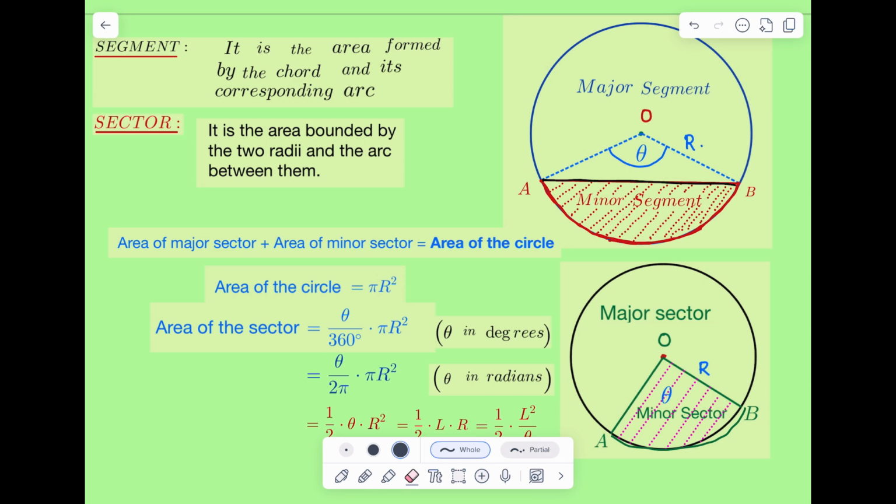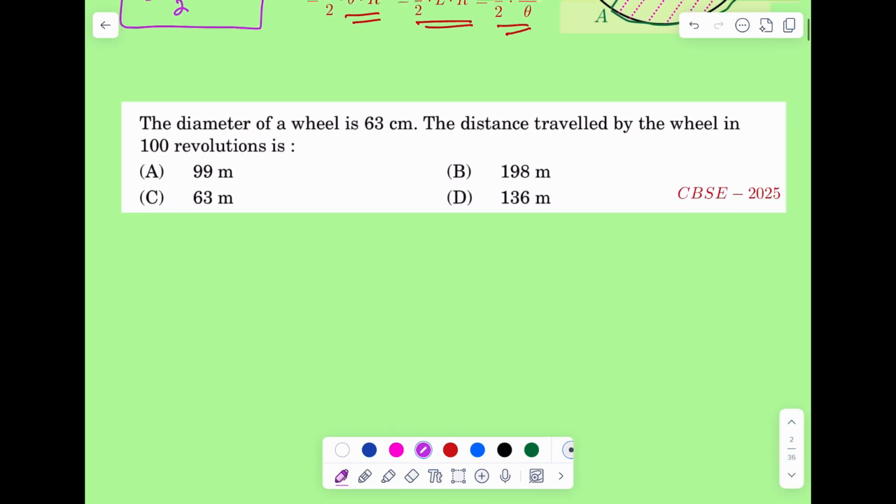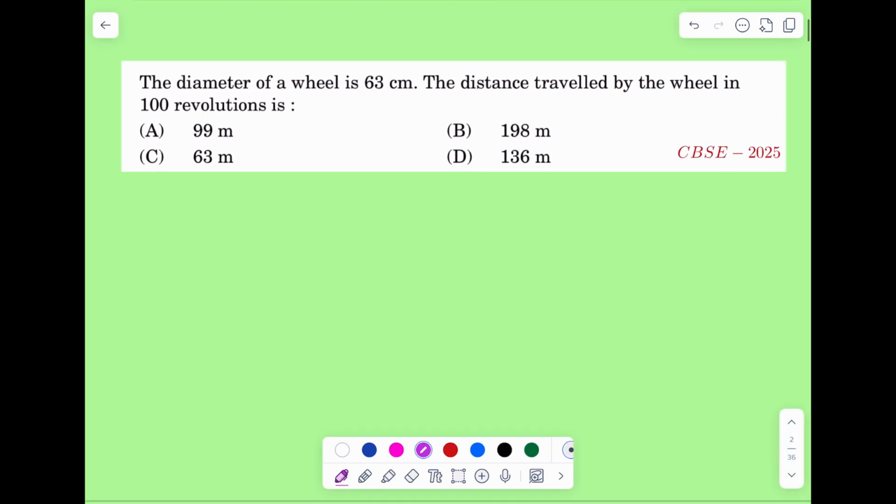You have to remember this formula, that is the only main important formula: half LR. You remember this, and all other formulas you can derive. Area of the sector, you remember, is half L into R, where L is the arc length and R is the radius. Next we will do some problems.